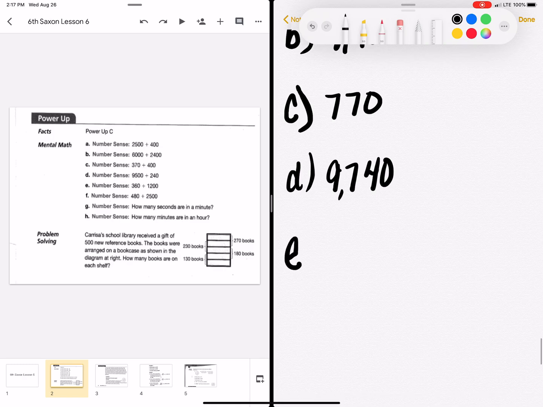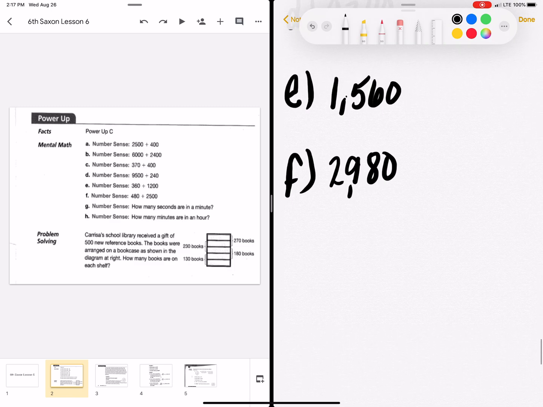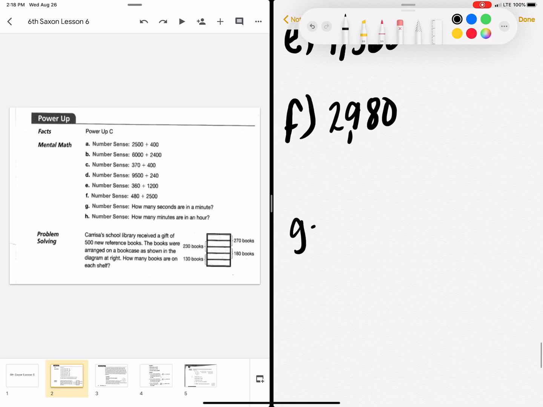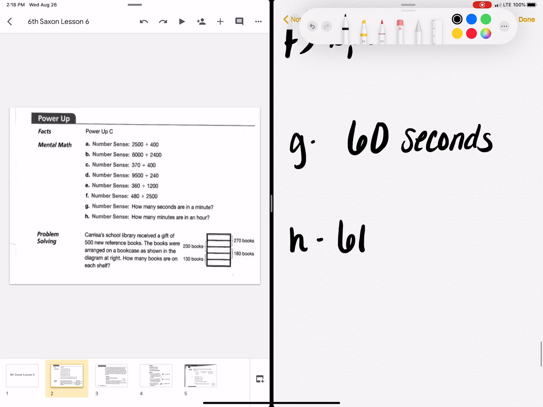E, 360 plus 1,200 is equal to 1,560. F, 480 plus 2,500 is 2,980. How many seconds are in a minute? That would be 60 seconds. H, how many minutes are in an hour? That is 60 minutes.